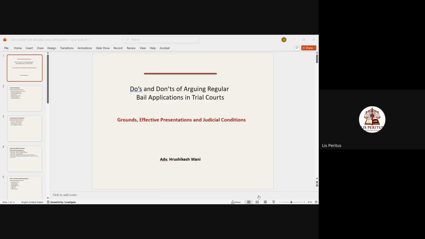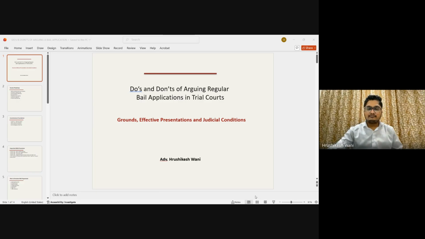Yes. So first of all, in a general sense, the Indian courts and judges have forgotten the principle laid down by the Supreme Court that bail is a rule and jail is an exception. And focusing on that only, we are going to have today's session.